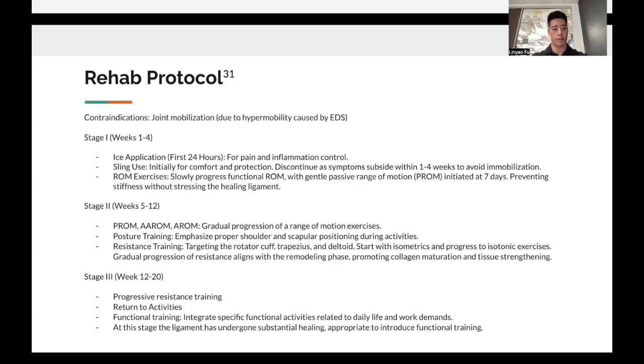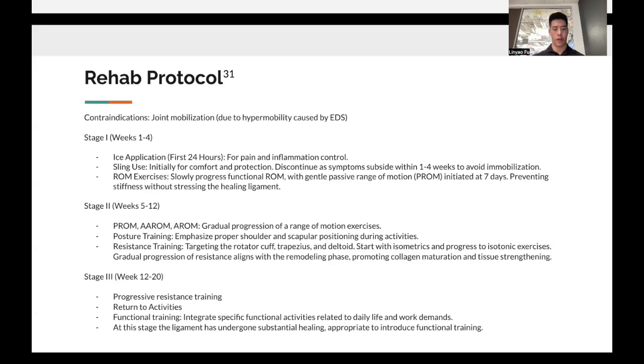Stage 2 lasts from week 5 to 12. We want to progress range of motion exercises gradually. So start with passive, move on to active assisted, then onto active, and start postural training to improve the shoulder and scapular mechanics, as well as the stability. And we want to start resistance training, targeting all the parascapular muscles. Start with isometrics and eventually progress to isotonic exercises.